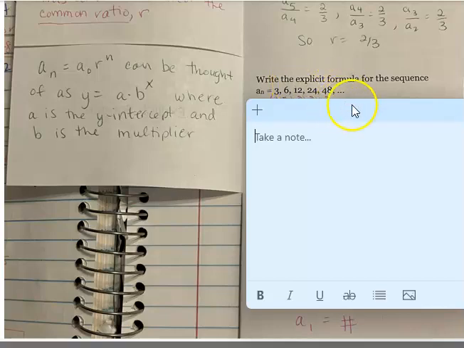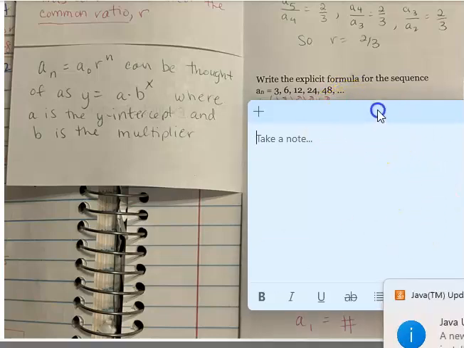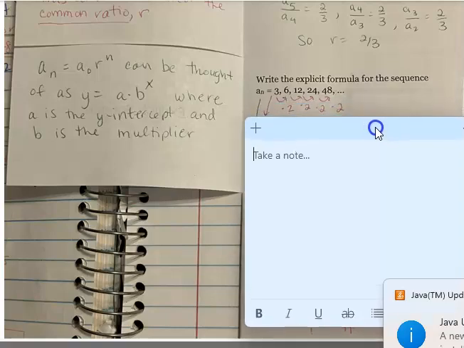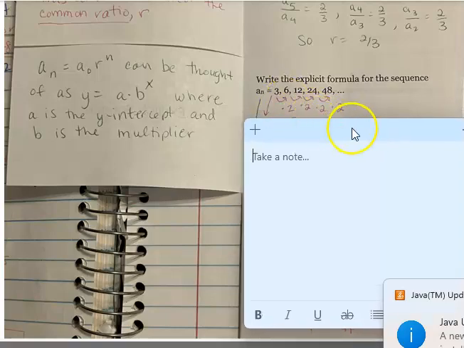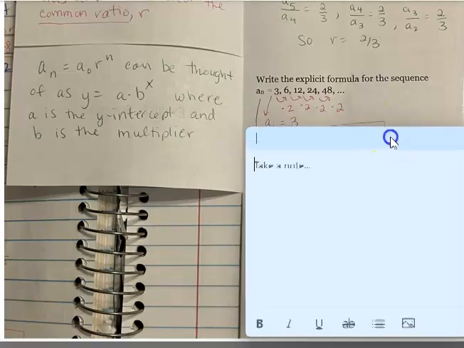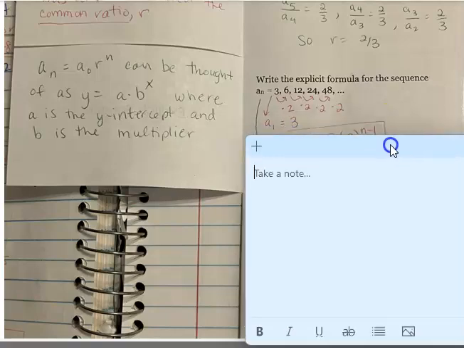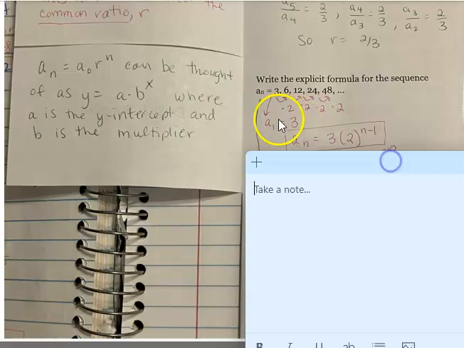In this example, we're going to write the explicit formula for the sequence a sub n equals 3, 6, 12, 24, and so forth. You want to first figure out what r is. It seems we're multiplying every term by 2, so we know that r is equal to 2. And we have a sub 1 equal to 3. Now if we put all that together, a sub n is equal to a sub 1 times r to the n minus 1. That's the textbook formula you can use.